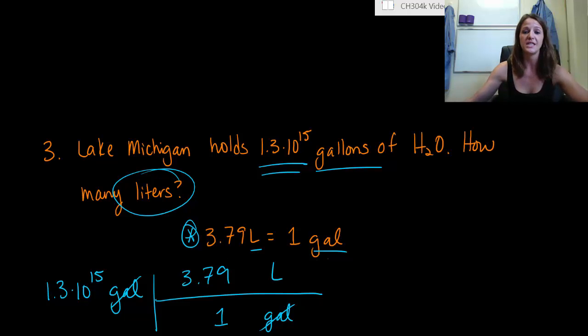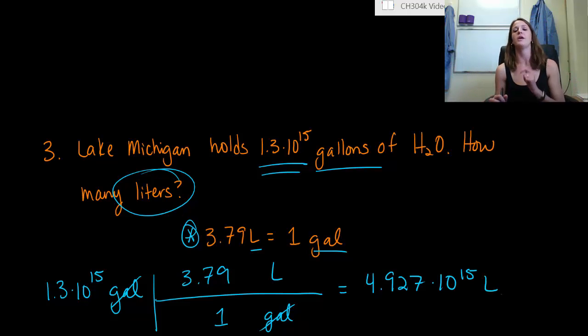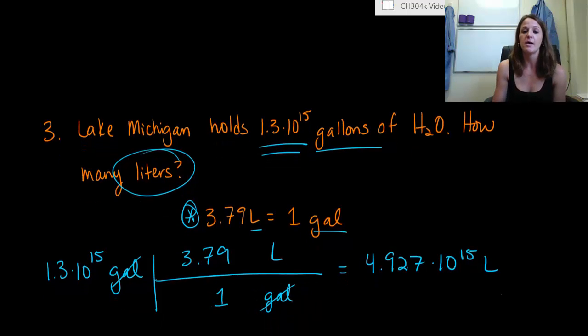1.3 times 10 to the 15 times 3.79. If you do that correctly, you would get something like 4.927 times 10 to the 15 liters. Whew, that's a huge number. Really, really big. Now, if you did not get that number, that probably means you're not using your calculator correctly.